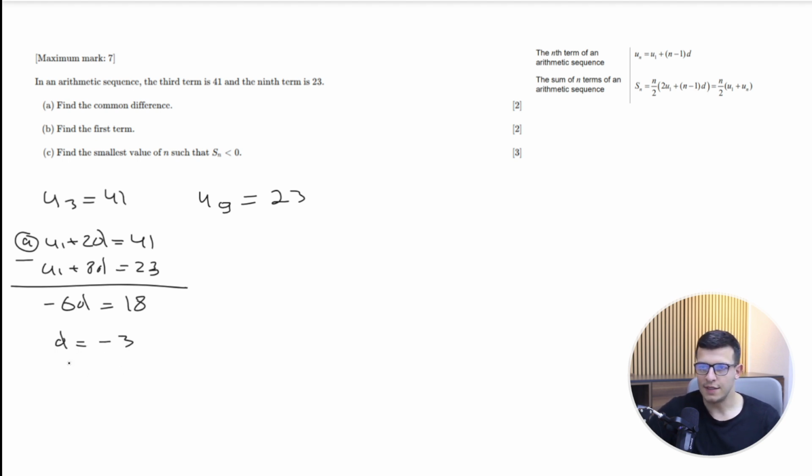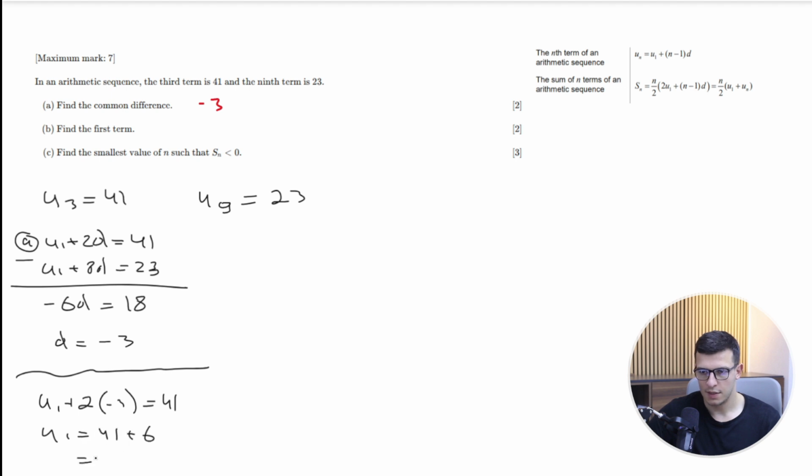Cool? Once we find d, the common difference, negative 3, the next question is find the first term. That part is easy because now I can plug it into any of the equations. Let's pick the first one, for example. u1 plus 2 times negative 3 has to be equal to 41. That means u1 has to be equal to 41 plus 6, which is 47. So that's B. Now C. So B was 47.